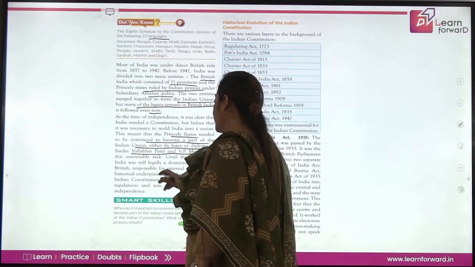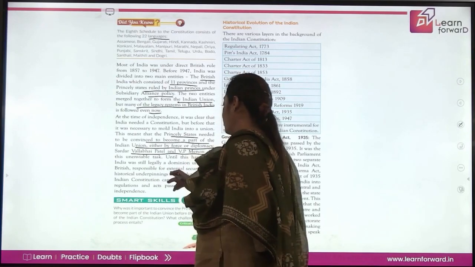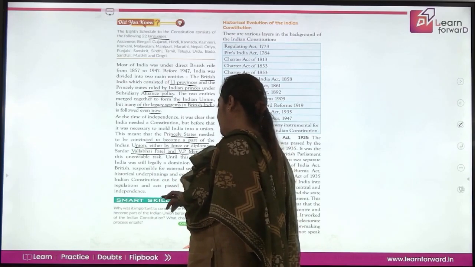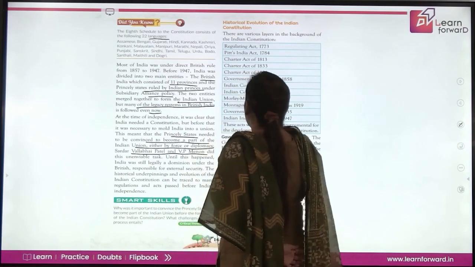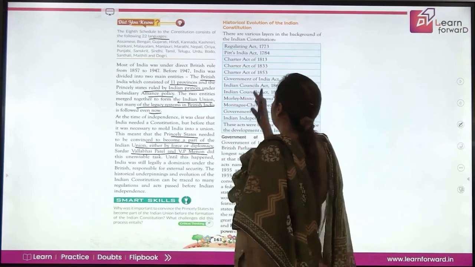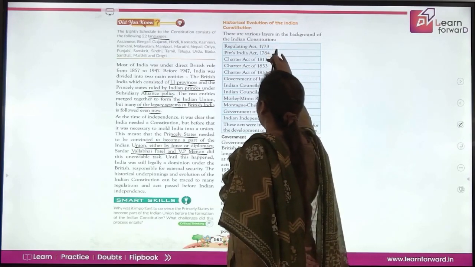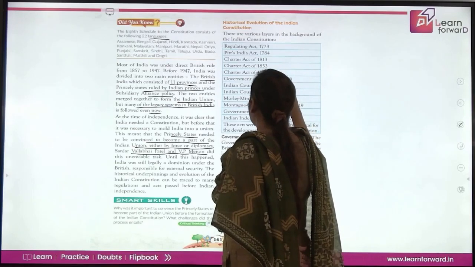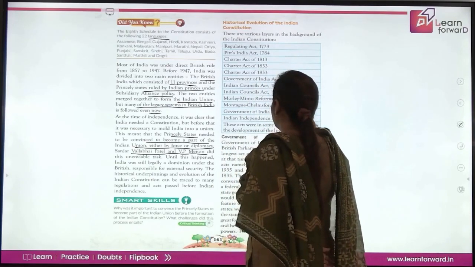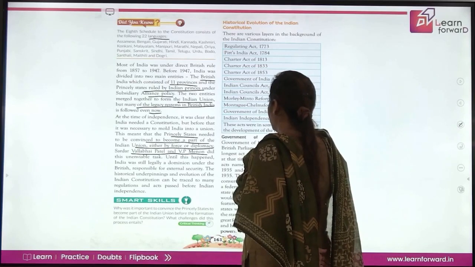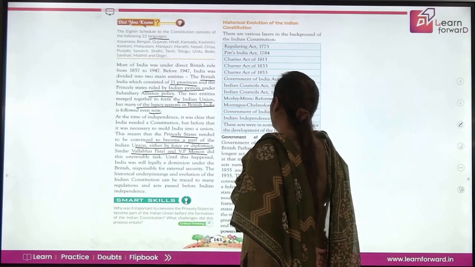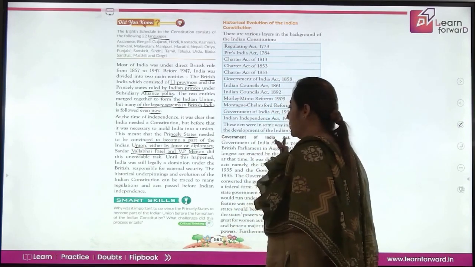The historical underpinnings and evolution of the Indian constitution can be traced to many regulations and acts passed before Indian independence. Now let's come to all the acts which we have studied. Line-wise: Regulating Act, Pitt's India Act, Charter Acts of 1813, 33, 53, Government of India Act, then Indian Councils Act in 1861 and 92, then Morley-Minto Reforms and Montagu-Chelmsford Reforms, which we have studied. Now we are going to study the Government of India Act 1935 and the Indian Independence Act. So these are the acts which we are going to study in this chapter.